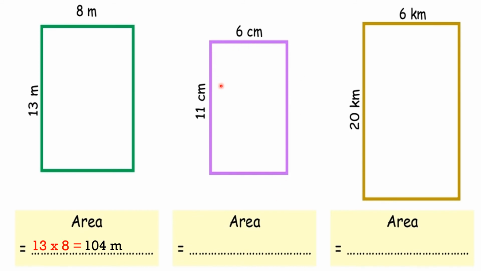6 centimeters and 11 centimeters. So I will multiply 6 by 11 because the area is length by width. So it will give you 66 centimeters. I want to find the area, so I will multiply the length by the width. So it's going to be 6 by 20 kilometers, which will give you 120 kilometers.